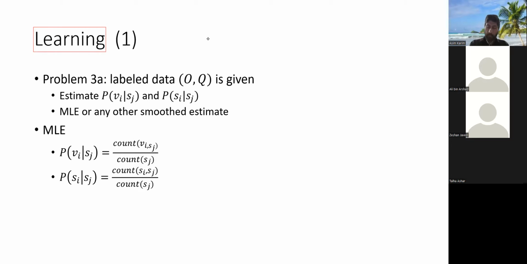So now very briefly, let's discuss the learning problem. Also running out of time. So we said that there were two learning problems, problem 3A and problem 3B. So in problem 3A, this was a supervised learning case, in which case we are assuming that both O and Q are given, capital O and Q are given. So in the case of POS tagging, it means that we are given running text and with every word we also have the tag available. Okay? So in this case, this is a supervised learning problem.